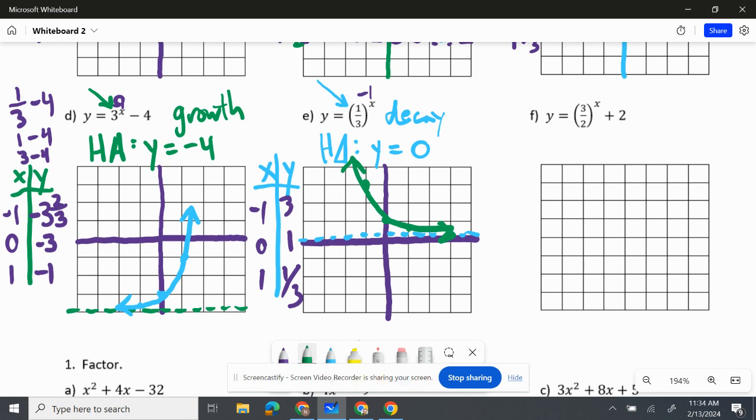And for our last one, once again, we have to decide if it's growth or decay. We see that 3/2 is more than 1, so this right here would be growth. Our horizontal asymptote would be y is equal to 2. It's always our constant value.